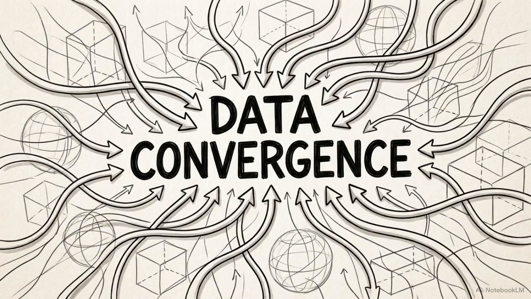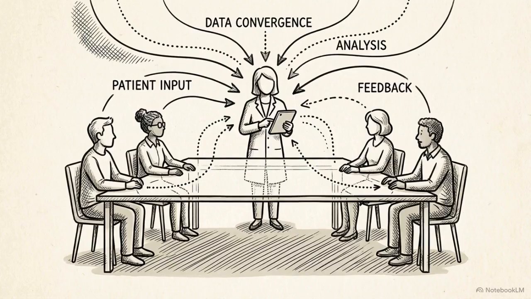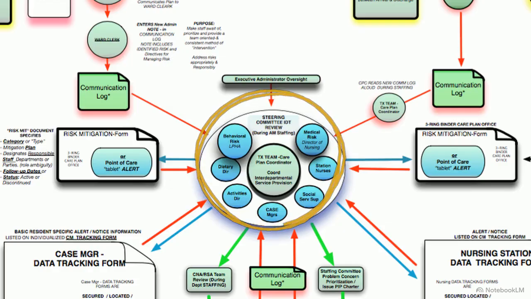This brings us to Phase 2, central processing. The segregated streams of Risk 1 and Risk 2 converge. This illustrates how raw data from intake clerks and dozens of floor staff is funneled into one unified ledger for review. Every morning during the AM staffing meeting, the care plan coordinator reads these new communication log entries aloud. The audience for that reading is the Interdisciplinary Team Steering Committee.